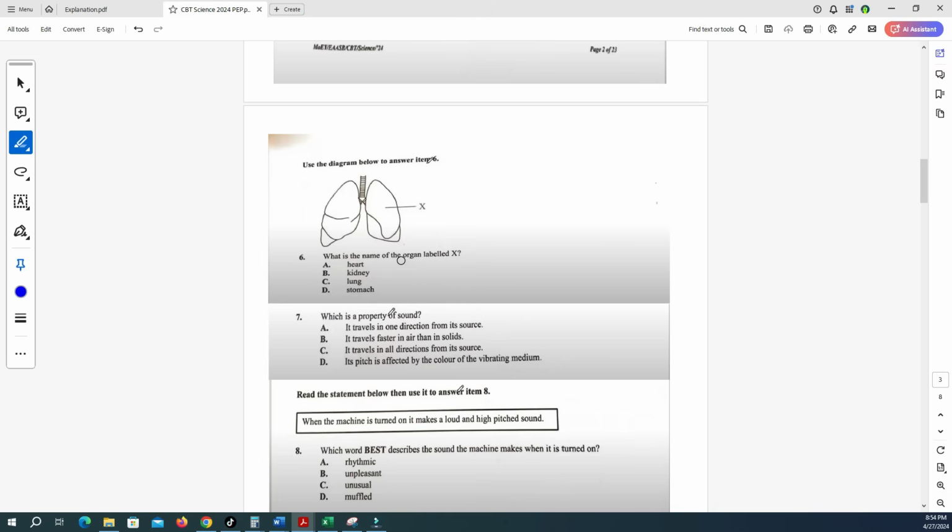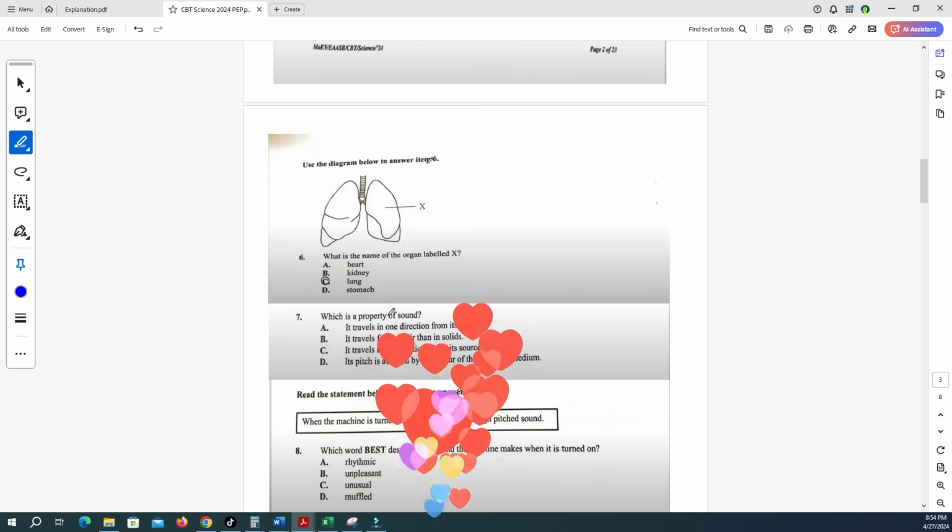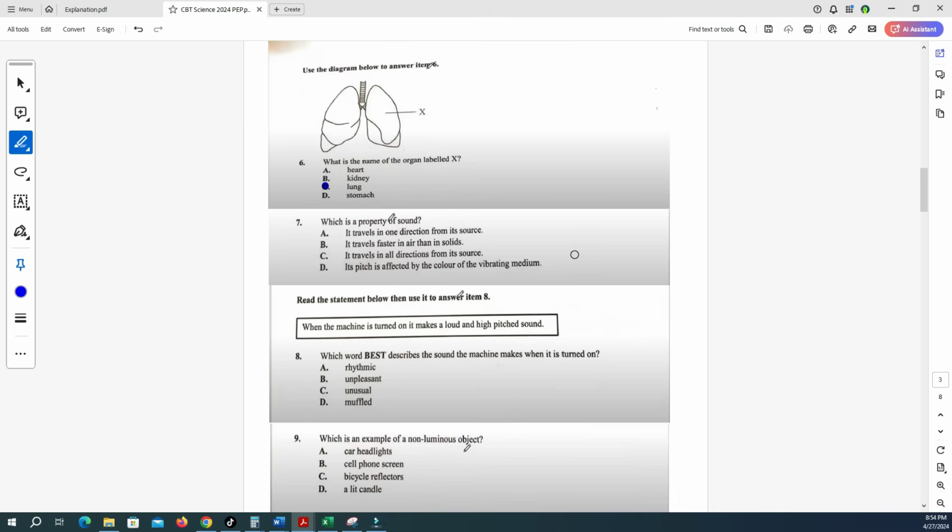Number 6, use the diagram below to answer item 6. It says, what is the name of the organ labeled X? This is definitely the lung, right? So which is a property of sound? It travels in one direction from its source? That's not true. How would you hear me when I'm talking and you're behind me? It travels faster in the air than in solid? No, I don't think so. It travels in all directions from its source. I say that's it.